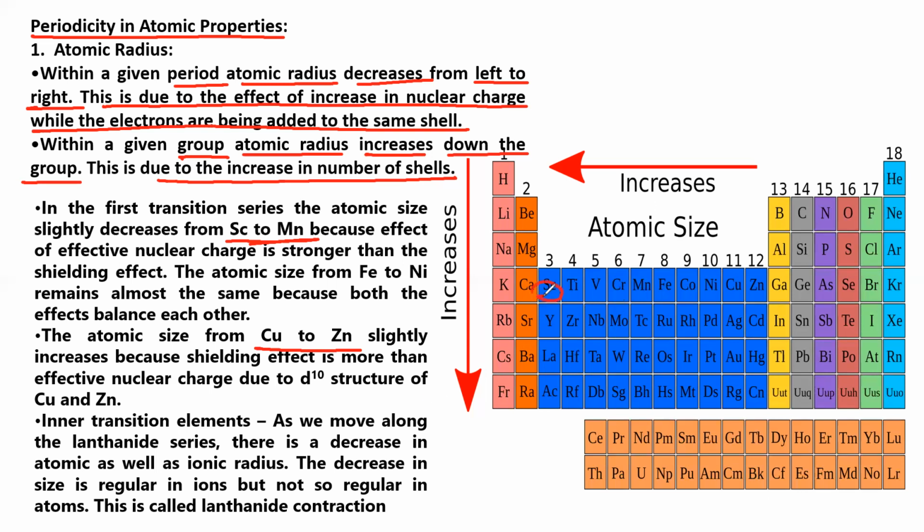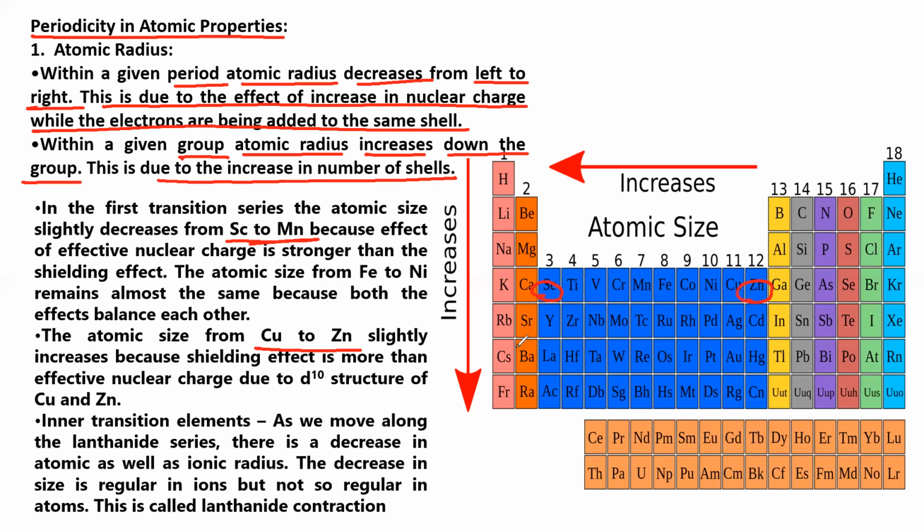So scandium to zinc, in total, belong to the fourth period. What happens finally? The atomic size from copper to zinc slightly increases. Very, very important. Actually, across the period, what happens? The atomic size should decrease. But here it is slightly increasing because the shielding effect is more than the effective nuclear charge, due to the d10 configuration of copper and zinc.